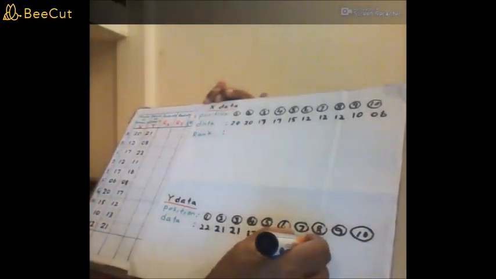Then 13. Then 12. Any other 12? No, 12. Then 11. After 11, 8. That's why I changed this. Earlier there was 9, but I changed it to 8 because I want to show something. Here you write 8 and here also 8. Okay. Now you have written the data.